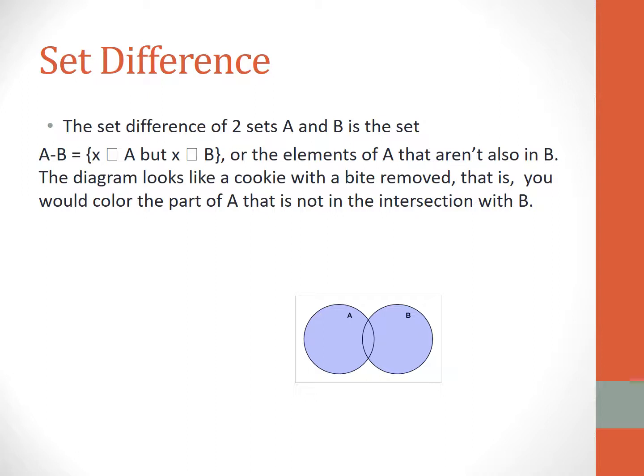Set difference. So if I write A minus B, I want the stuff in set A that's outside of set B. Set A is the whole circle on the left. But A minus B would be the part of the circle on the left that is not in the intersection. It looks like a cookie with a bite taken out. I could also do B minus A. That would be the right circle, B, with the bite taken out.